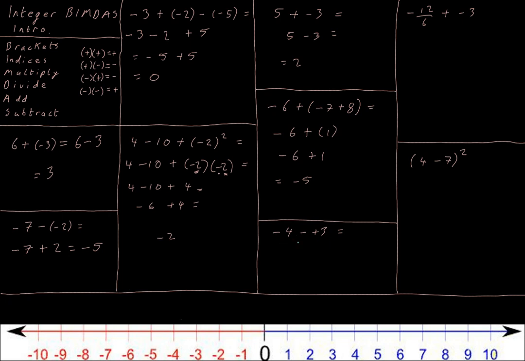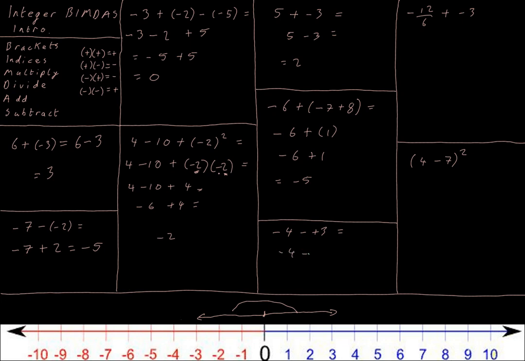Next we have -4 minus plus 3. So we have to do this multiply. There's effectively a hidden bracket around here. So let's deal with that. We have minus plus 3. So we're at plus 3 and we multiply by a minus. Well, that rotates us around the origin and brings us down to -3.